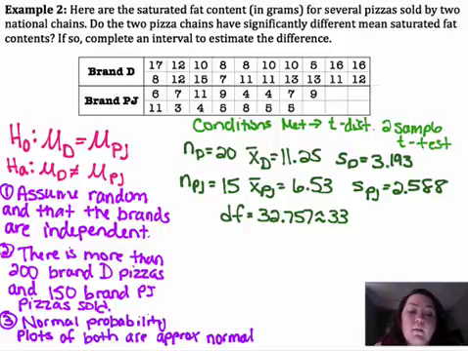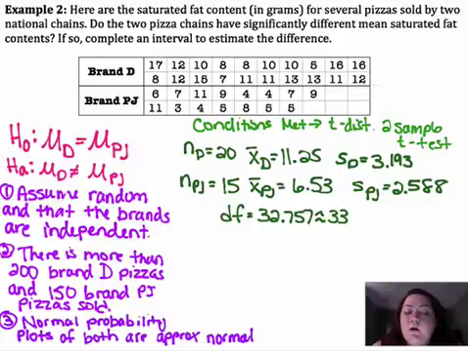My conditions: I'm going to assume random. I'm going to assume that the samples are representative of the population because it didn't say that they were taken from a random sample, at least I didn't see it. And we assume that the brands are independent. The second is the 10% condition. There are more than 200 brand D pizzas and more than 150 brand PJ pizzas. Normal probability plots of both are approximately normal.